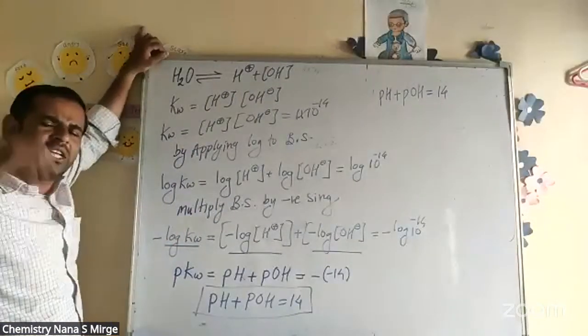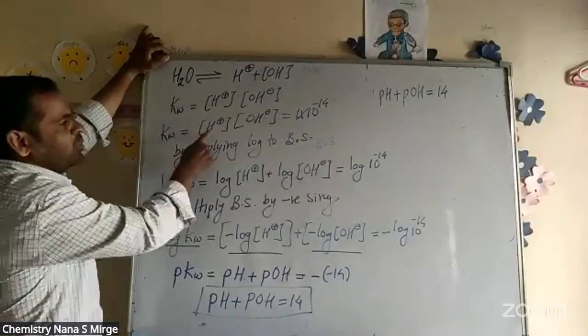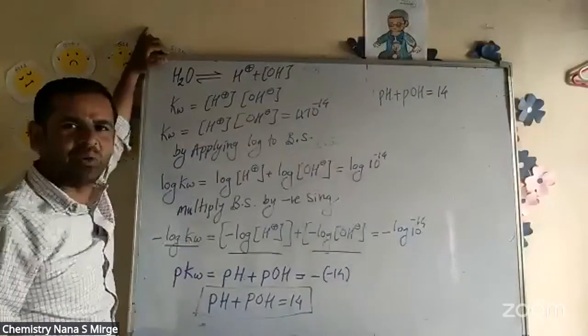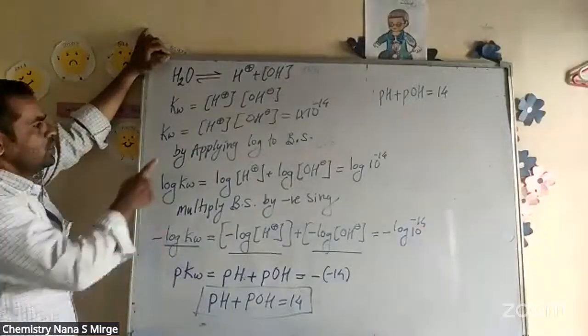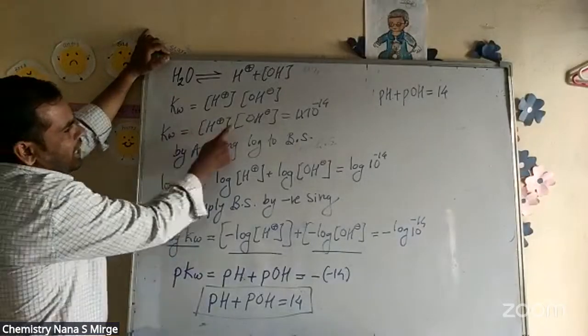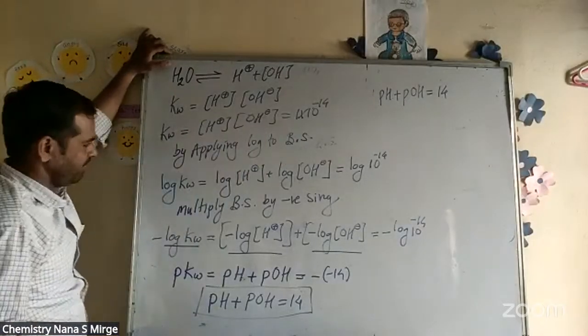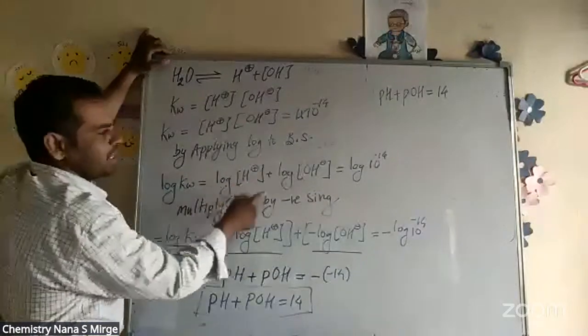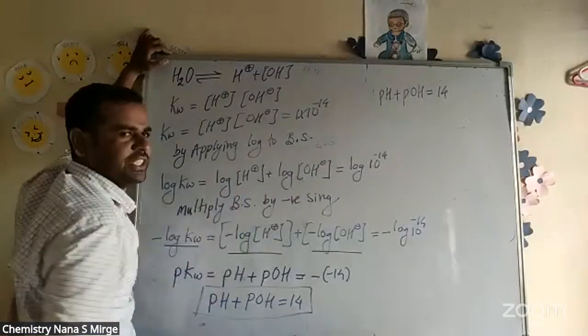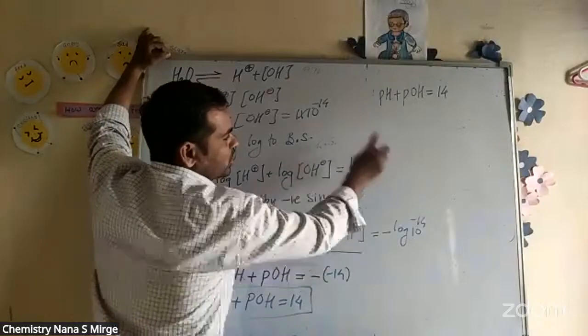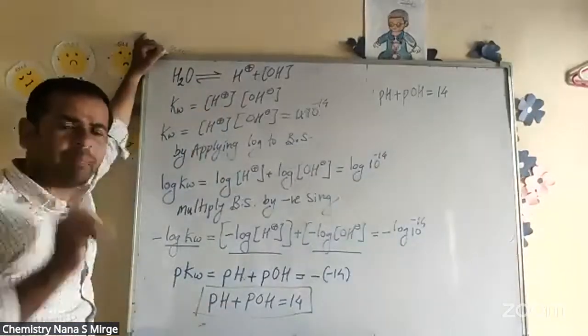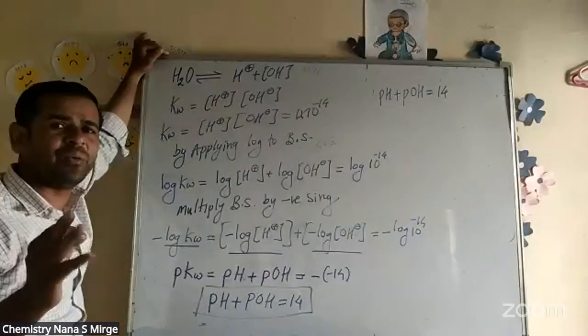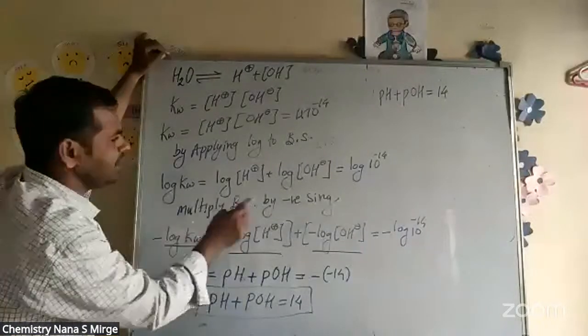But okay, you have understood this: kW is equal to H plus and OH negative ion concentration. So you can apply the log. So log came here, here, here, and here. So log kW, log H plus ion concentration, log OH negative ion concentration, and log 10 to the power minus 14. And now what will happen? Only what you are doing here, you can multiply the negative sign.